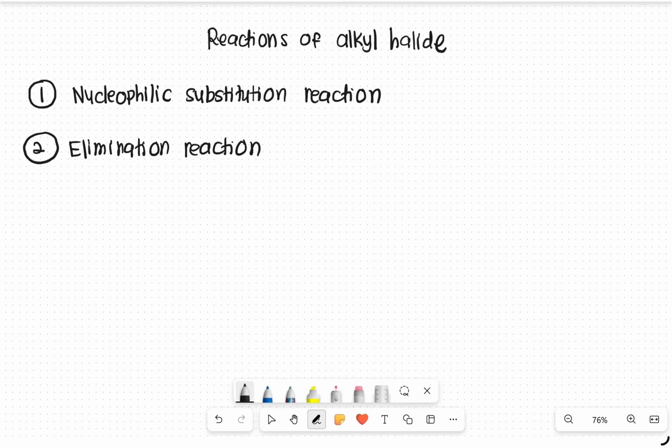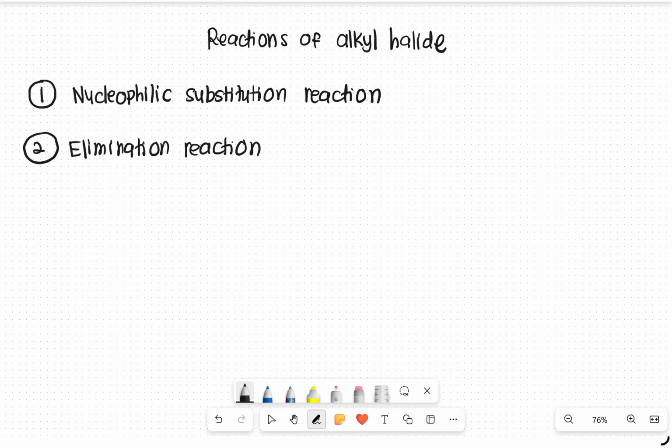Now we proceed to reactions of alkyl halide. For reactions of alkyl halide, there are two types of reactions. The first one is nucleophilic substitution reaction. Second, elimination reaction. So note the difference between these two.